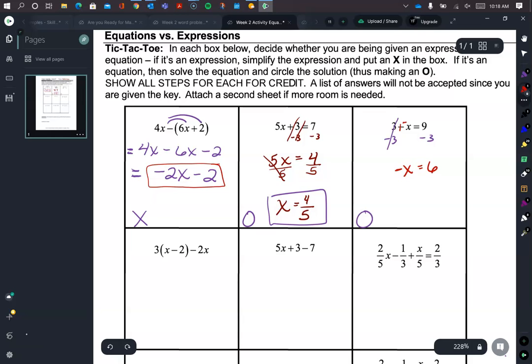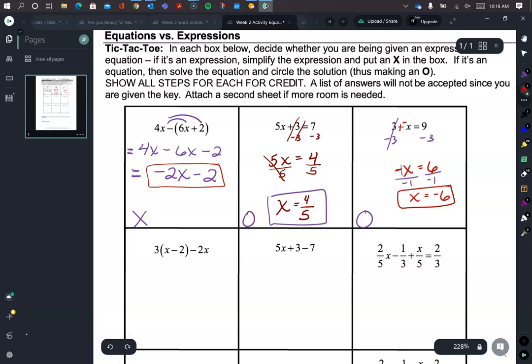Now I'm not quite done because I need to have a positive x. So I'm going to divide both sides by negative 1, which is actually the coefficient here if you want to just kind of sketch that in. And then we would write it as x equals negative 6 for our final answer.